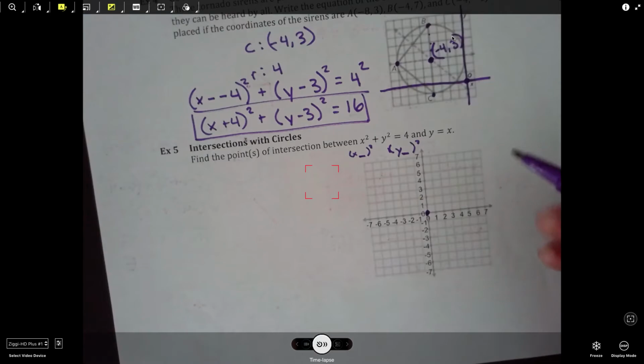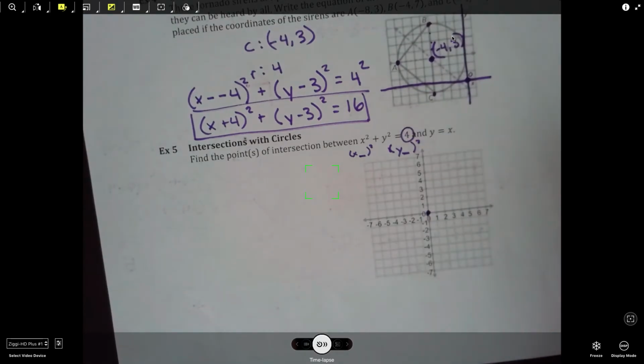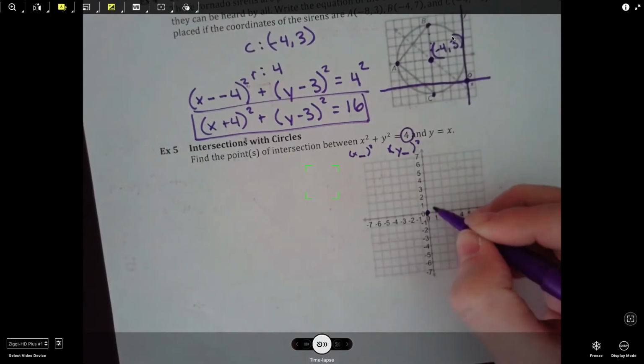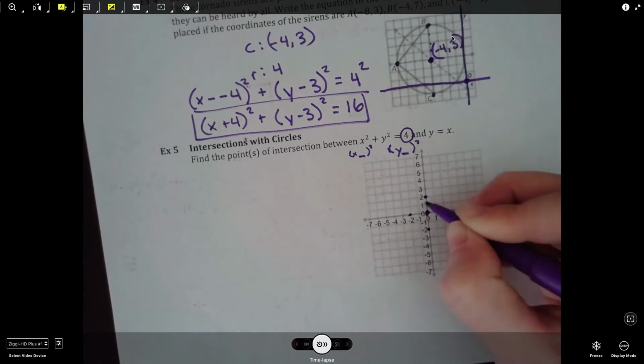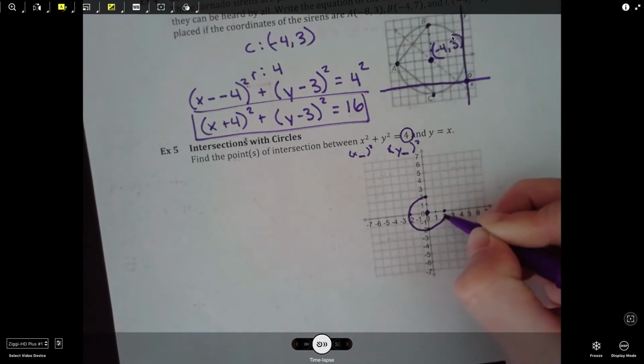And then to find the radius, I look at that 4. The square root of 4 is 2, so I'm going to go 2 units in all directions: 2 to the right, 2 up, 2 to the left, 2 down. So my circle looks something like this. That's what this equation looks like.